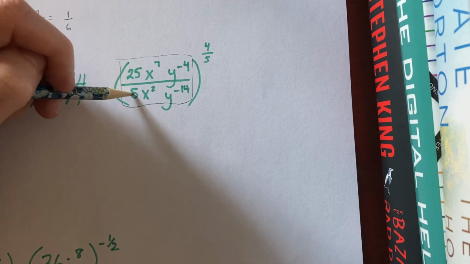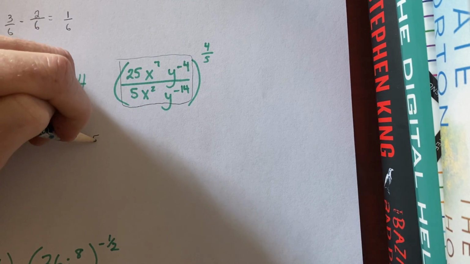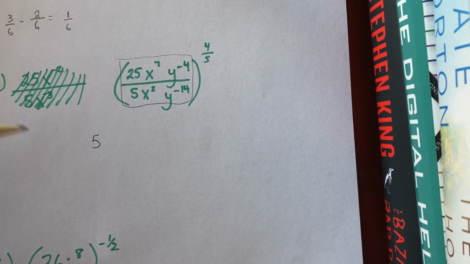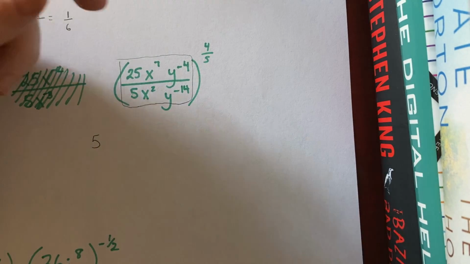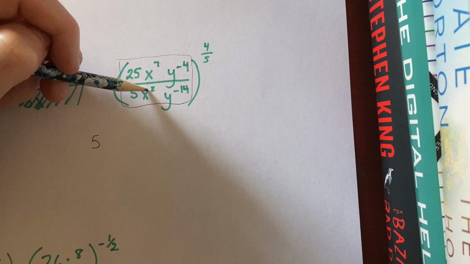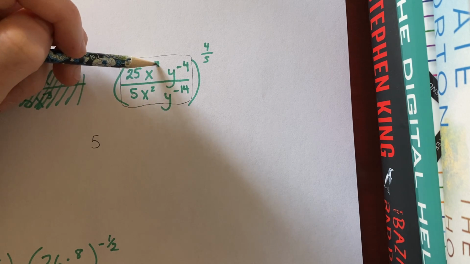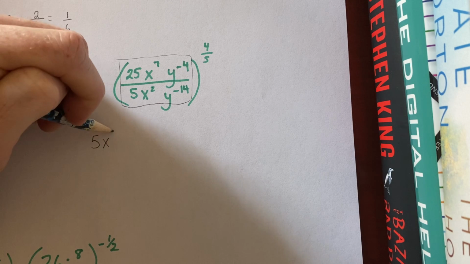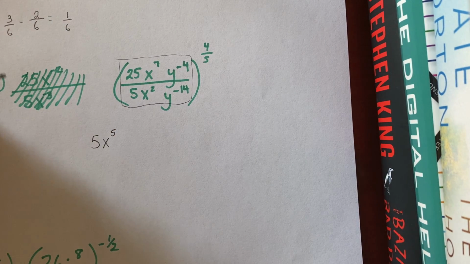So first thing, look at these big numbers, 25 divided by 5, that is a 5. So now instead of distributing 4/5 to two numbers, I can only distribute it to one, which just saves myself a little bit of time. All right, x to the 7th over x squared. I'm dividing with the same base, so I'm going to subtract these exponents. 7 minus 2 is 5. Remember, you're always writing your answers in the numerator unless it's negative, then you drop it down to the denominator.